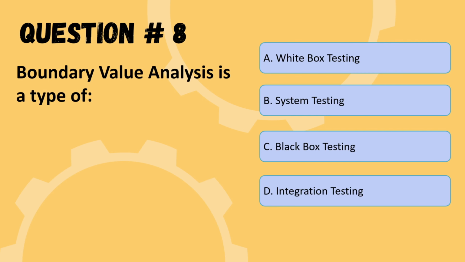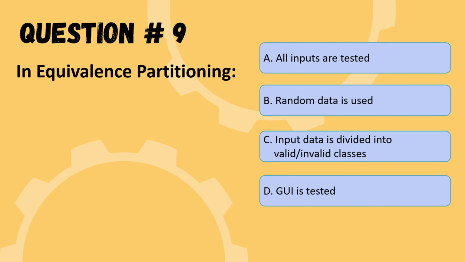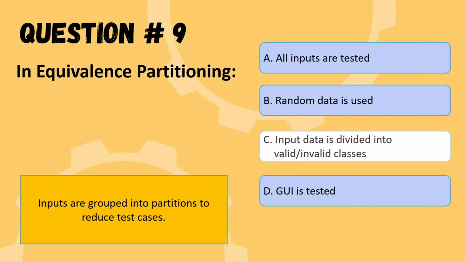Next question is, boundary value analysis is a type of white box testing, system testing, black box testing, or integration testing. So the correct option is black box testing. So we are moving to the next question. Next question is, in equivalence partitioning, all input are tested, random data is used, input data is divided into valid and invalid cases, or GUI is tested. So the correct option is option C, input data is divided into valid and invalid cases. So we are moving to the next question.